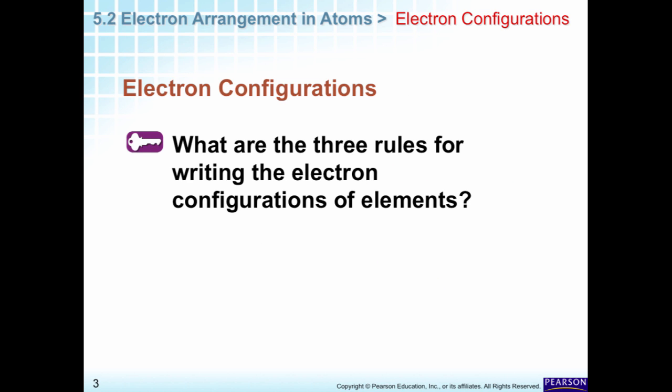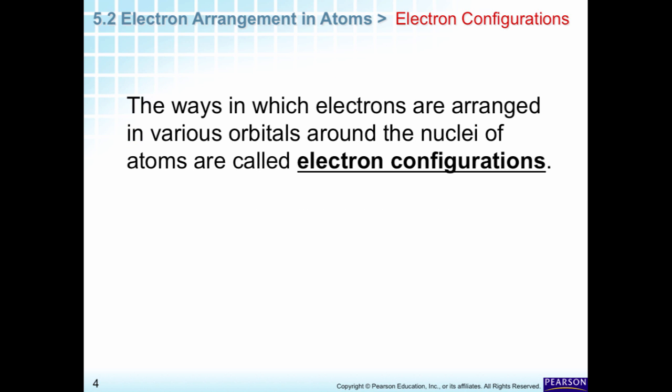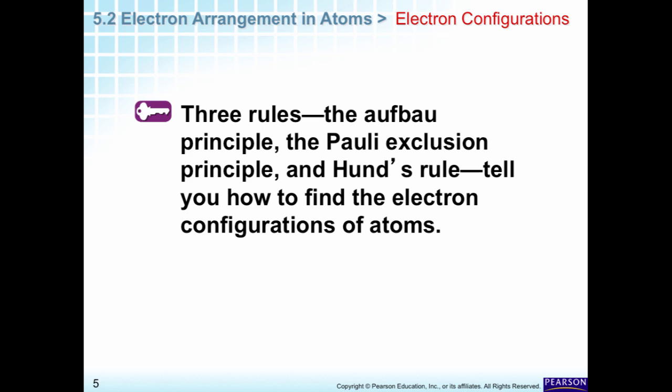So we have three rules we're going to be talking about initially. When we write what's called the electron configuration, what does configuration mean? Configuration means how we put something together. Okay, so here's a more formal definition of that. So we have three rules.